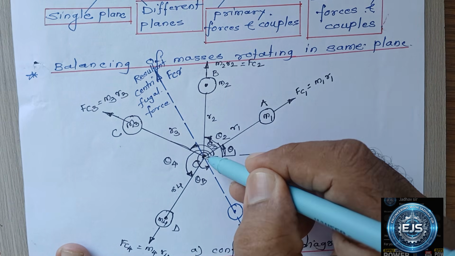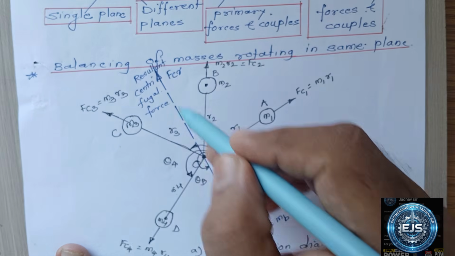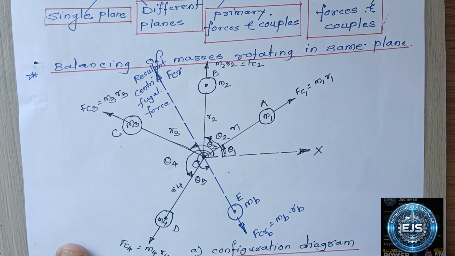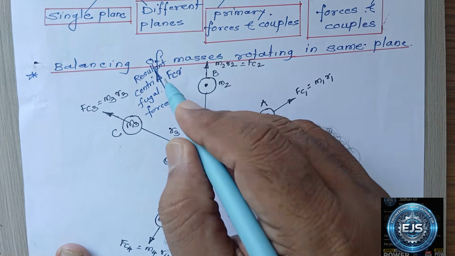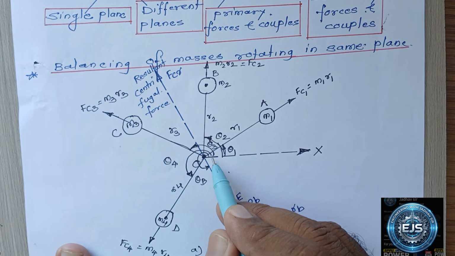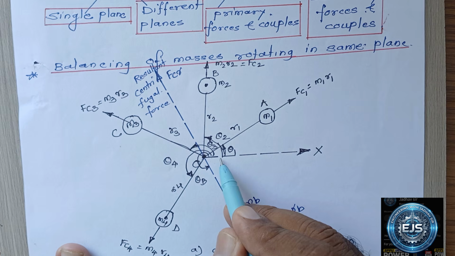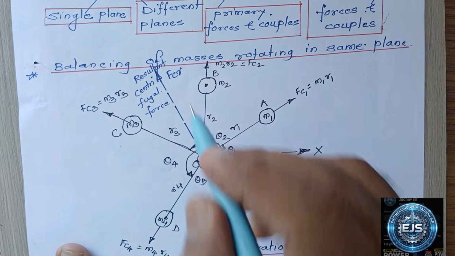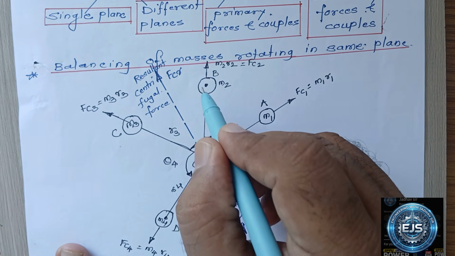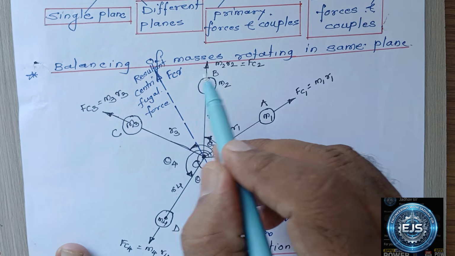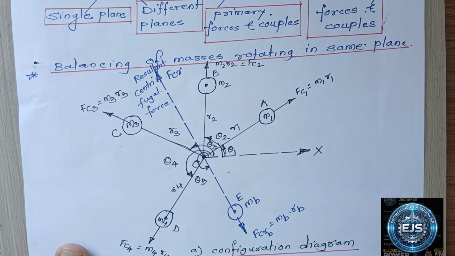Now here I have drawn a resultant centrifugal force, and the angle made by this resultant centrifugal force is nothing but theta r. यहाँ से horizontal से ये angle है theta r. ये resultant force हम analytical method से पहले calculate करेंगे. बैलेंसिंग ऑफ मासेस के प्रॉब्लम्स में दो मेथड है, एक एनालिटिकल मेथड और दूसरा ग्राफिकल मेथड. दोनों मेथड से हम आंसर्स फाइंड आउट कर सकते हैं.